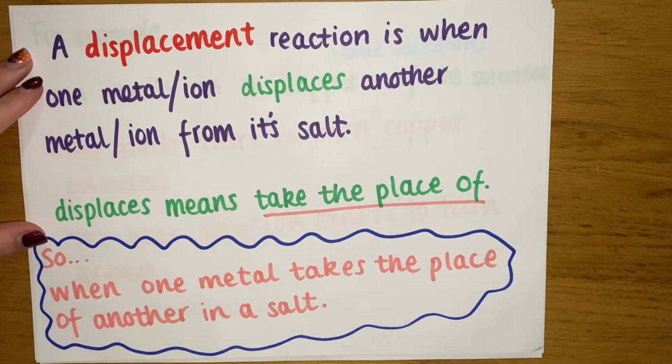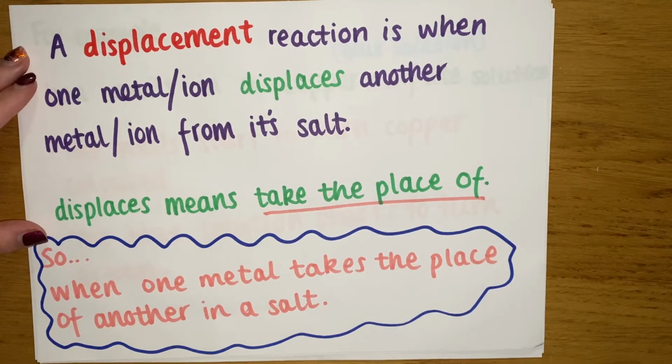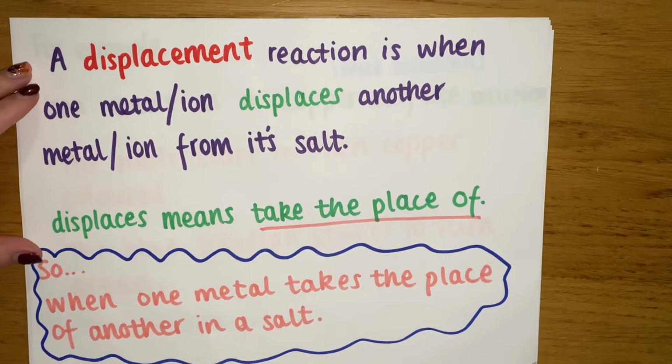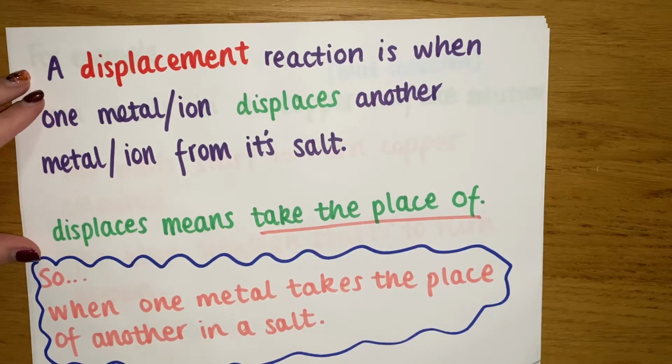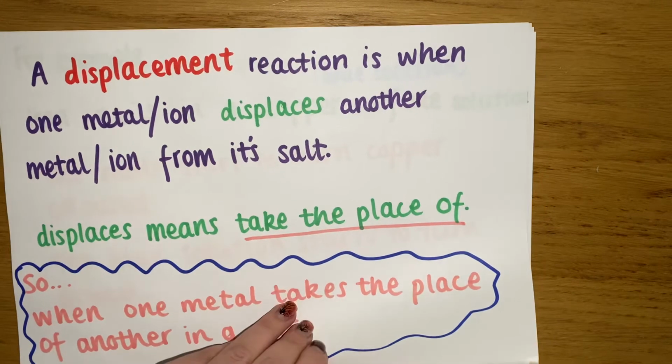So basically, in a displacement reaction, one metal is taking the place of another metal in a salt or in a solution. Okay, so it's just been switched about, it's taking the place of another.